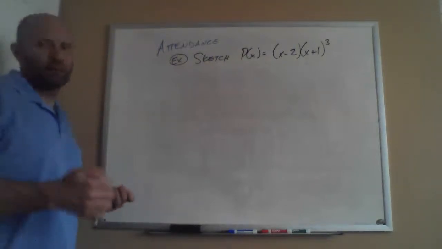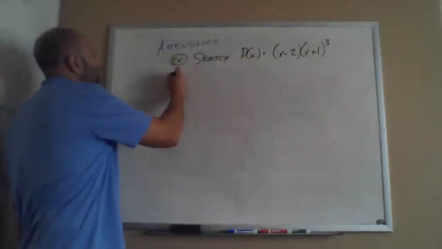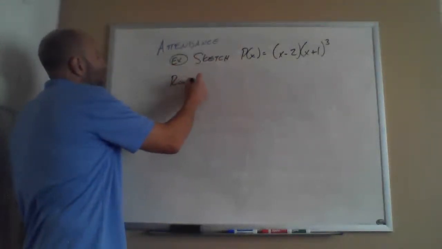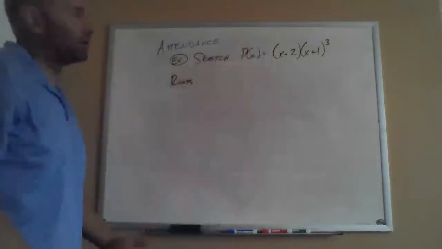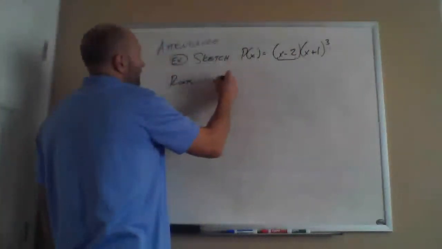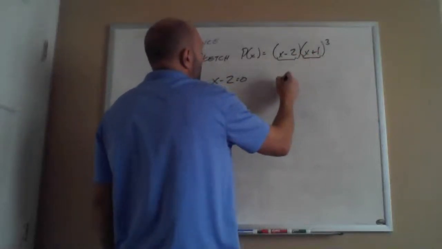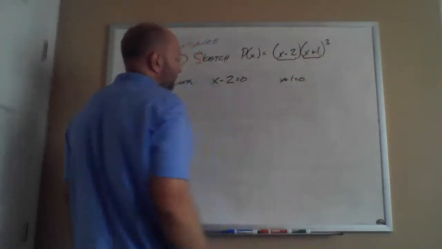So the way we would process this, the first thing we want to do is find the roots. And again, if this wasn't already factored, we would have to factor it. Otherwise, we're taking these middle pieces. So x minus 2, set that equal to 0. x plus 1, set that equal to 0.